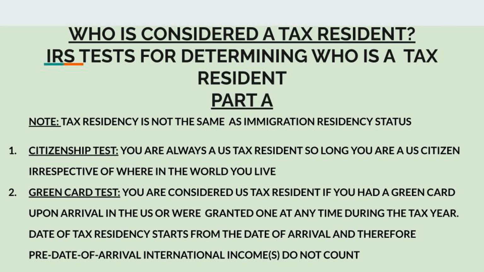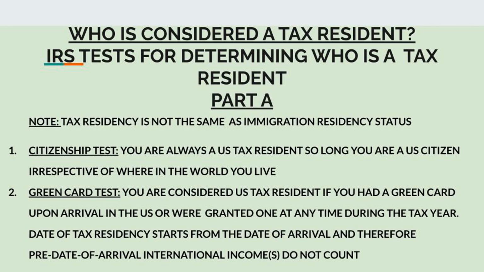There are three tests that the IRS uses to determine if somebody is considered a U.S. tax resident. Number one is the citizenship test. If you are either a naturalized or born United States citizen, you're always treated as a tax citizen on your worldwide income, no matter where in the world you live. So let's say you leave the United States and go live in another country, that doesn't make you exempt from filing your taxes. The second one is the green card test.